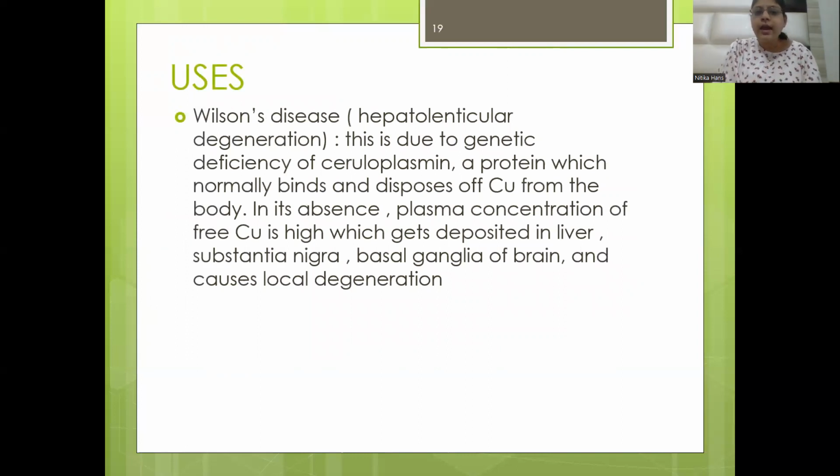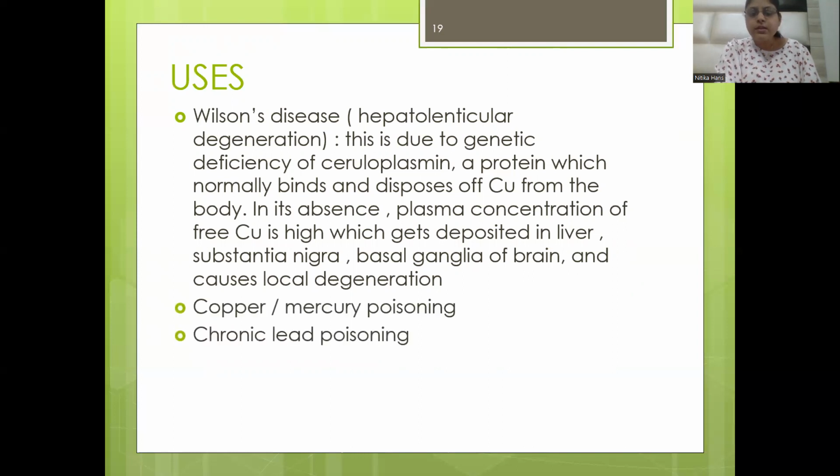In Wilson's disease, there is a deficiency of ceruloplasmin, the protein which finds and disposes of copper from the body. With this deficiency of ceruloplasmin, copper will accumulate in the brain and the liver, in the substantia nigra and the basal ganglia of the brain, and it will cause local degeneration. So it can cause hepatolenticular degeneration. To chelate copper metal from the body, we have penicillamine.